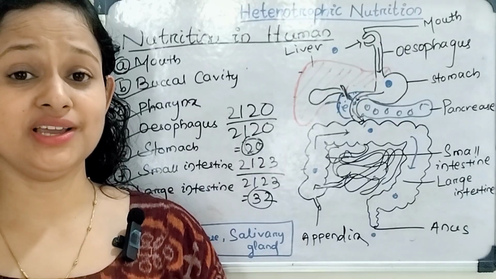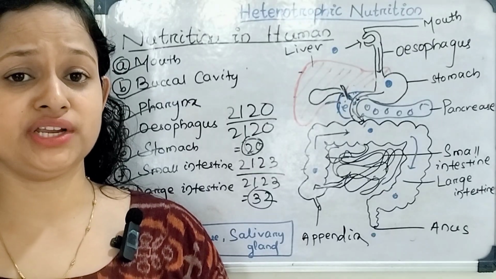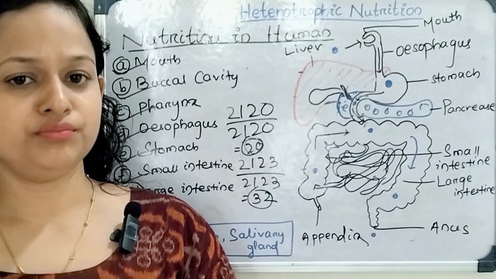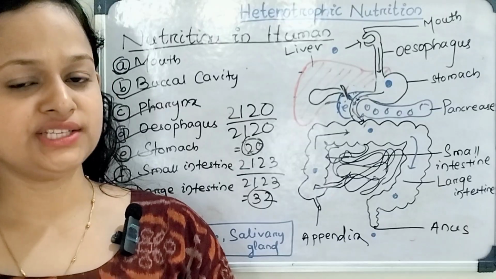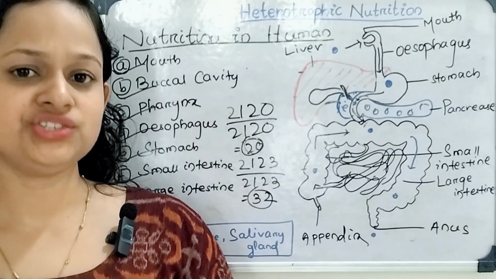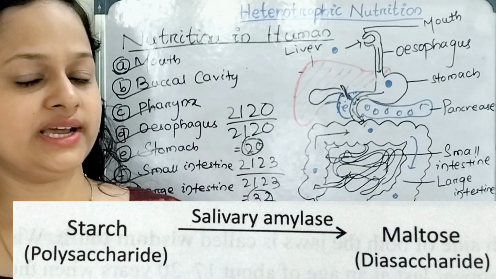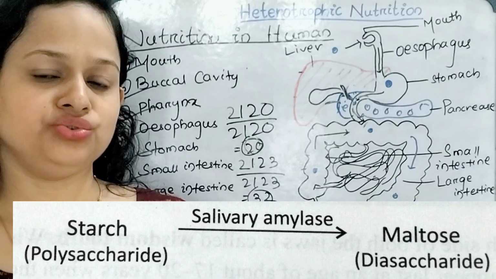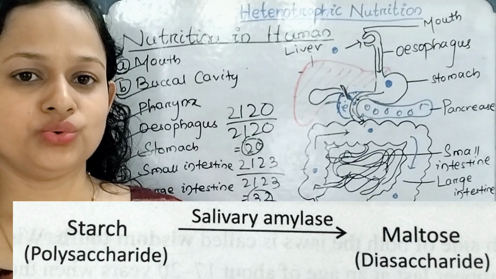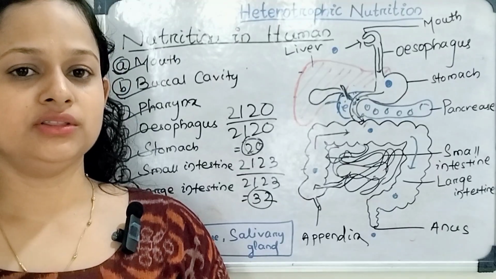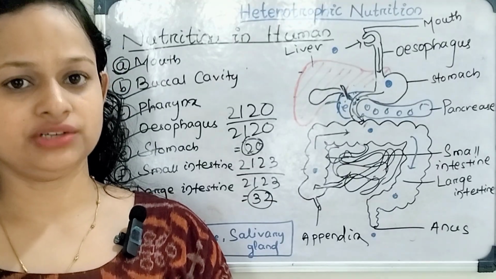Saliva is an alkaline fluid. It contains 99% water, mucus, salt and an enzyme known as salivary amylase or ptyalin. The function of salivary amylase is to digest starch into maltose. So in the buccal cavity, carbohydrate is digested partially.